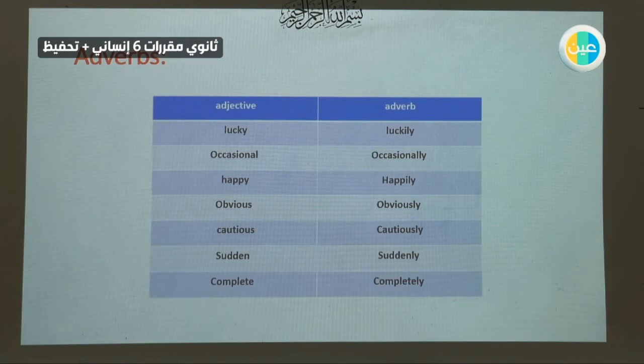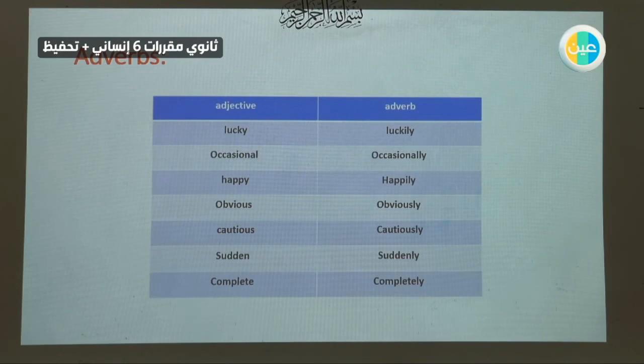Okay, number one is lucky. He is a lucky person. Here we describe the person himself, while when we want to describe the action or the verb, we will say luckily. Occasional, occasionally. Occasionally means the verb doesn't happen every time or always or usually. It happens from time to time.